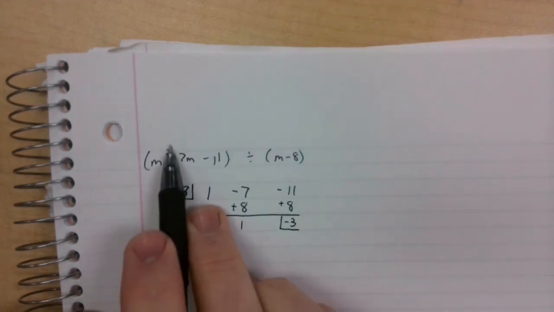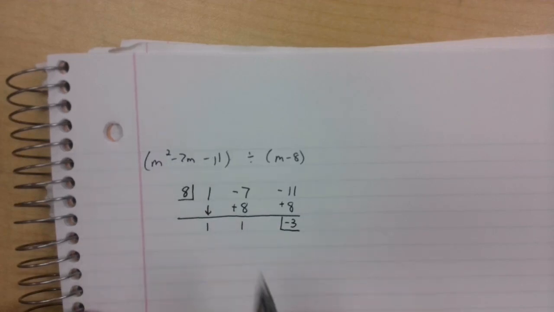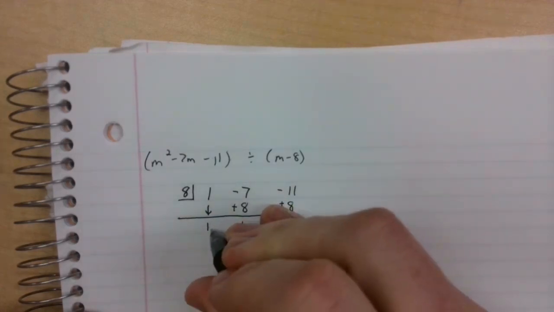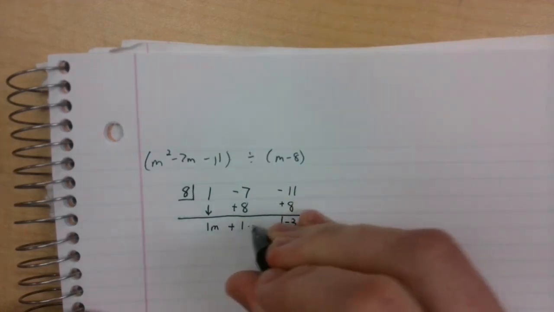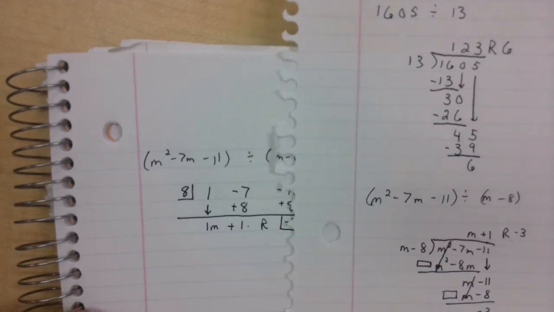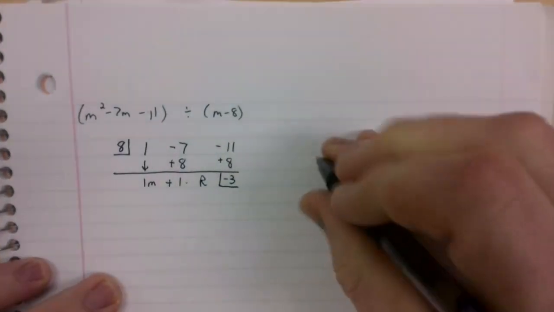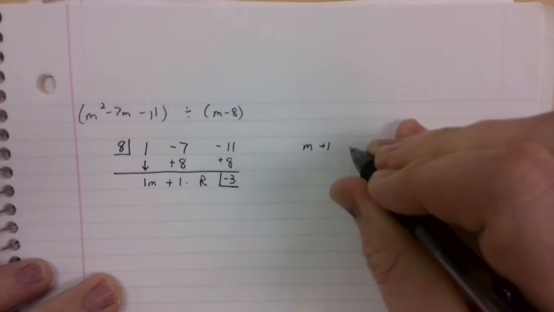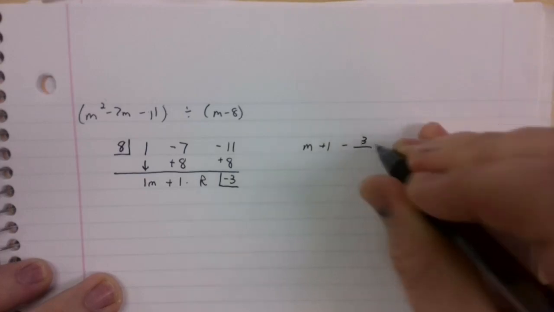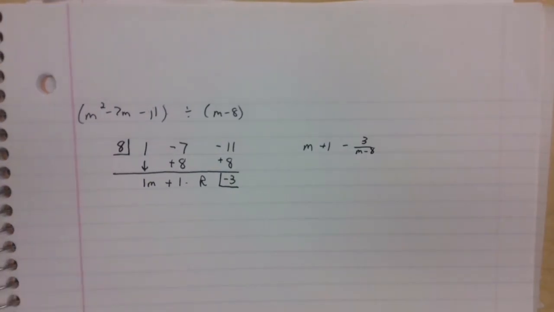Now, because this was quadratic, or degree 2, I'm going to lower the degree, and this becomes degree 1. So if this is m squared, this will start with m. This becomes my constant term, and this becomes my remainder. You'll notice that's the same answer we got before, where it's just m plus 1, remainder negative 3. Right? So exact same answer we got before. And again, we can write it this way, where it's m plus 1 minus 3 over the divisor, which is m minus 8.